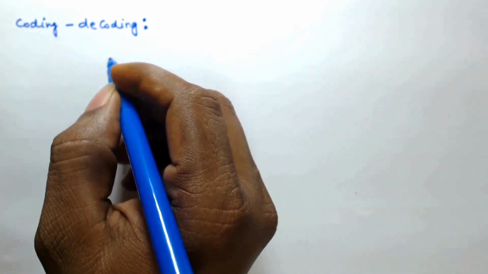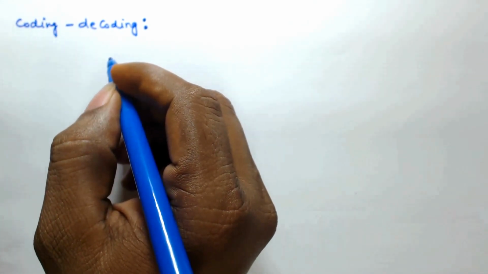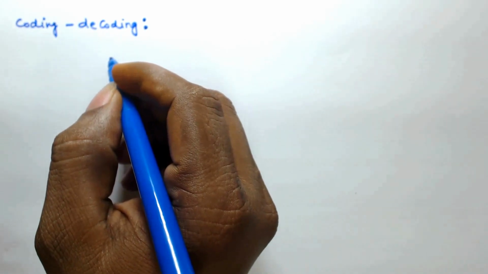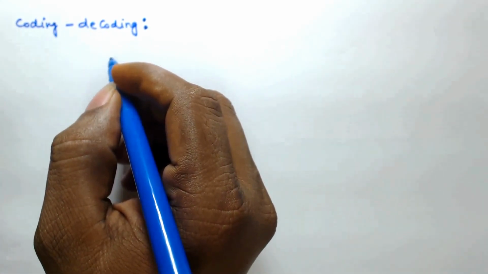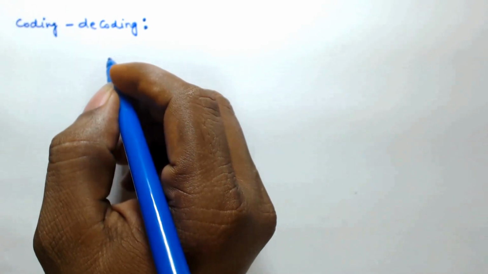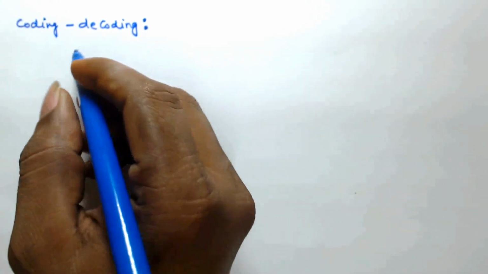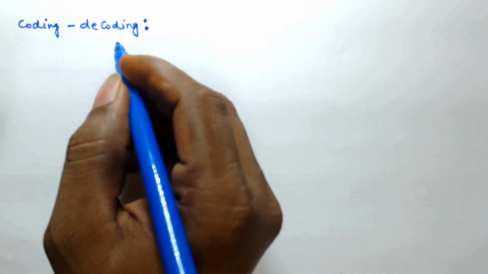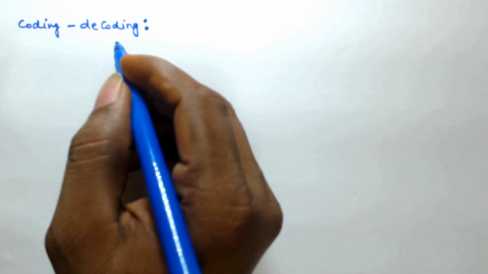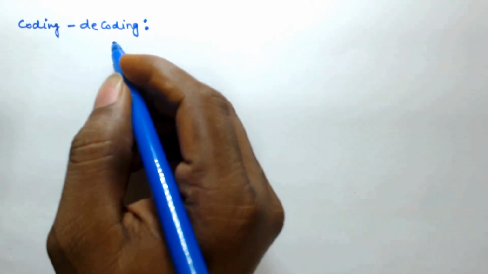The coding and decoding tests are set up to judge the candidate's ability to decipher the rule that has been followed to code a particular word, and we have to break the code to decipher the message or the word. For coding and decoding purposes we need to remember the alphabetical order of all the alphabets from A to Z. So now let's write the alphabets from A to Z.